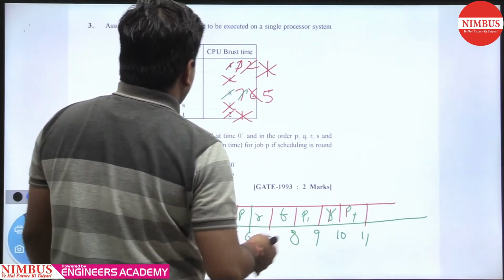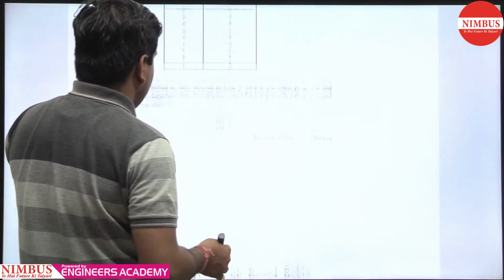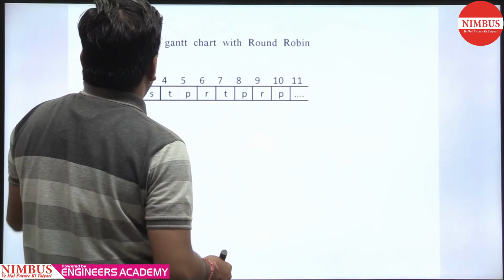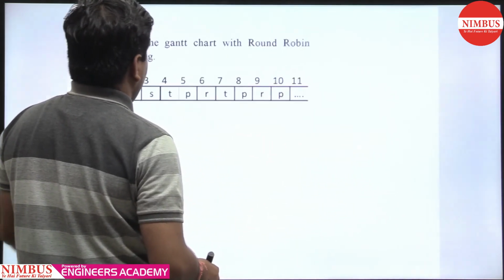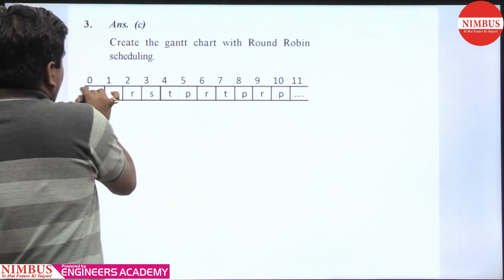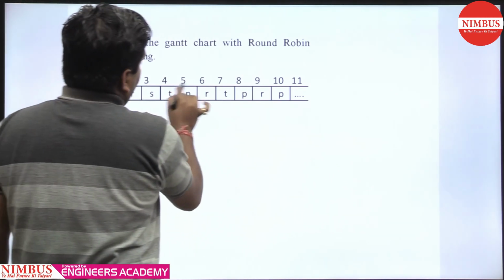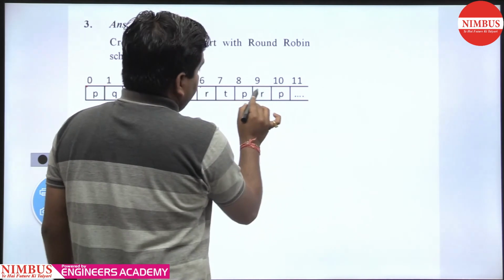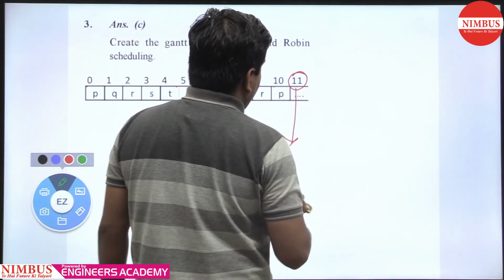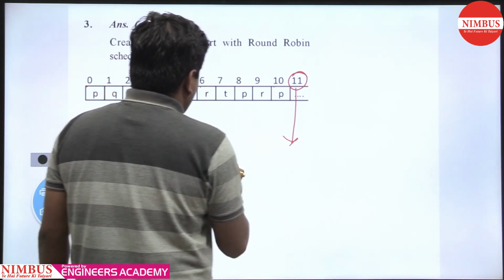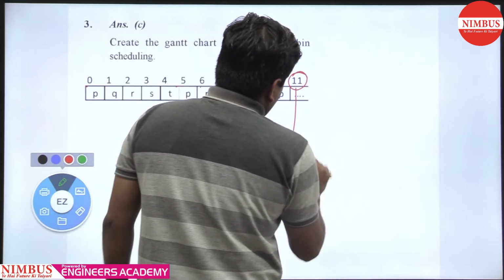That is 11. Clear? Here you can see P from 0 to 1, then 5 to 6, then 10 to 11. Till 11 the P1 is complete, so the completion time of P1 is 11.